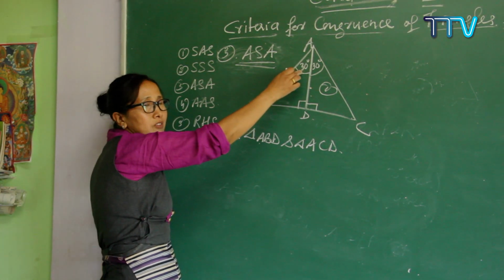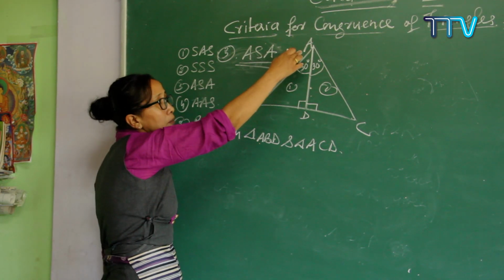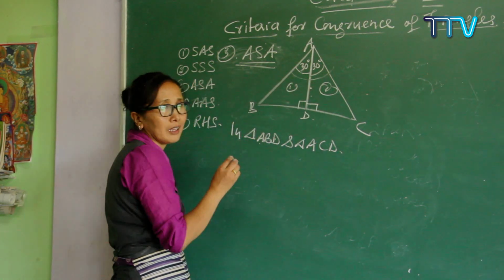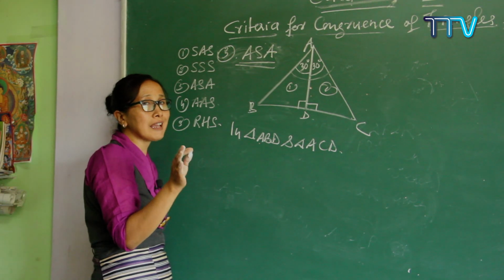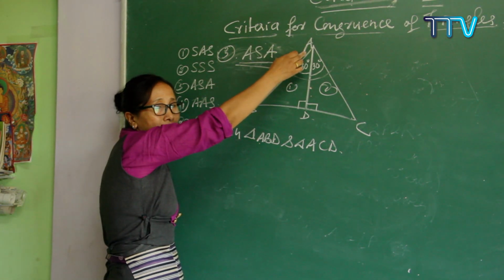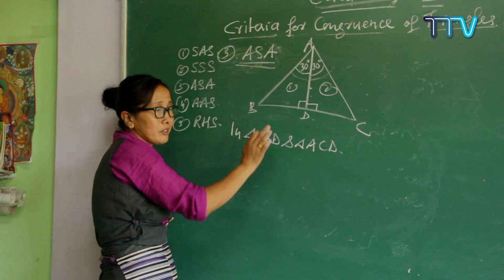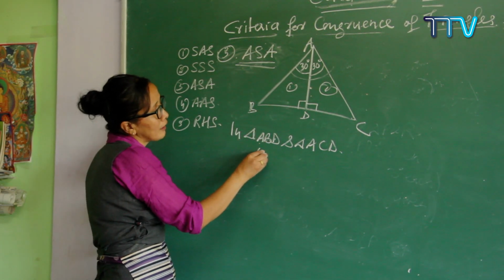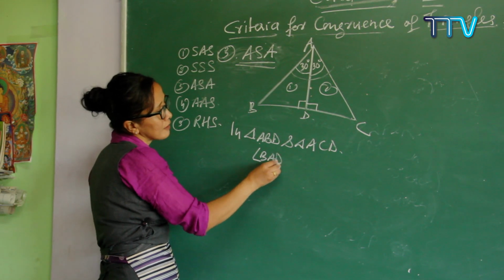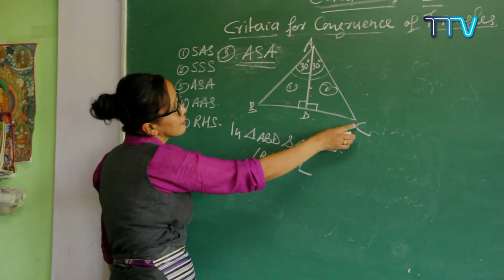And what is the name of this angle? You cannot call it angle A. Angle A means this whole thing is called angle A. So now you have to know how to name this angle. You have to keep the vertex in the middle, and the rays have to be written at the corners. Understood? So write it down. Angle BAD is exactly equal to CAD.